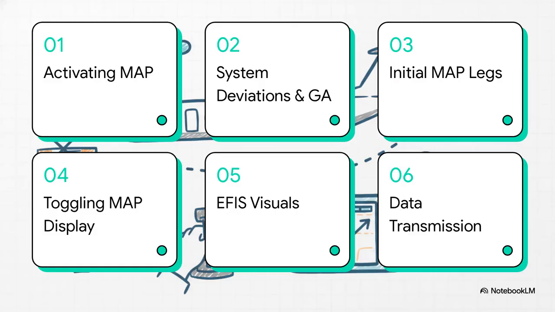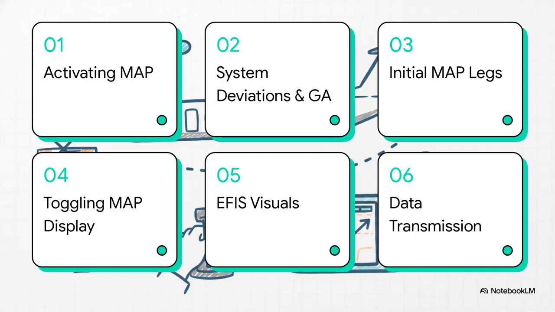Here's our precise flight plan for today. First, activating missed approach procedures. Then, system deviations and the GA button. Third, initial missed approach legs. Next up, toggling the map display, followed by EFIS altitude and waypoint visuals. And finally, map transmission and autogon.